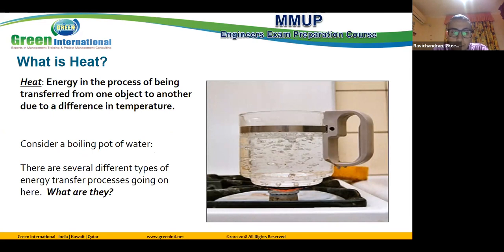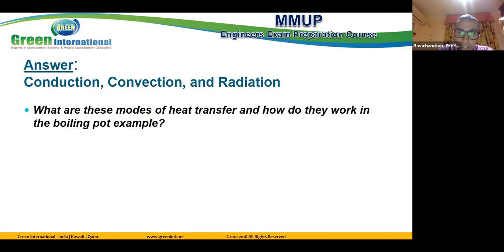There are several different types of heat transfer. What are these types? We have three actually. We have heat transferred by conduction, by convection, and by radiation. So we have three types: convection, conduction, radiation. Okay, let's study these.